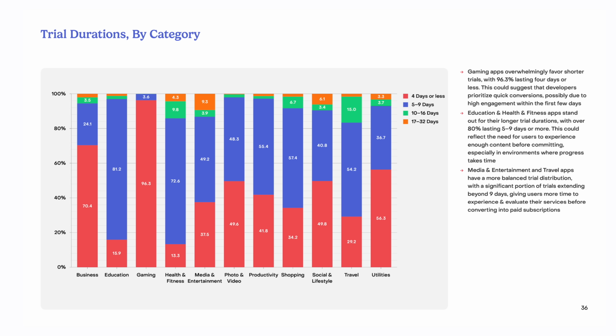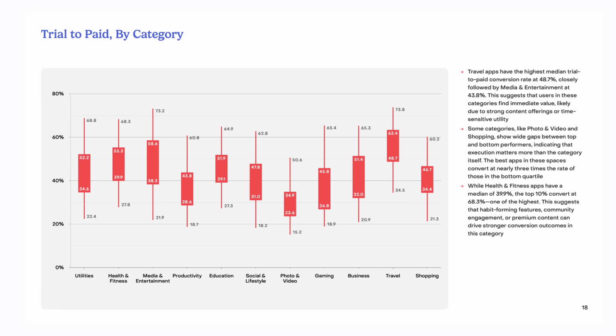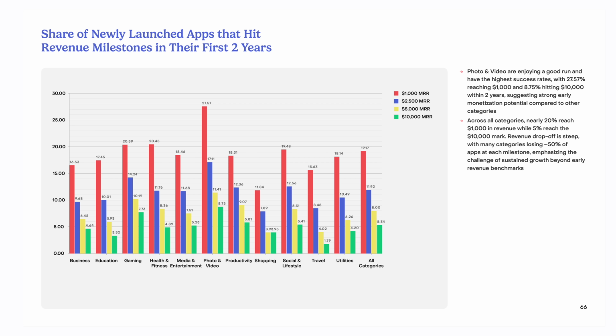Do apps in your category typically offer a free trial? Is it a hard paywall or a soft paywall? What about percentages of trials to paid? What percentage of apps hit revenue milestones within 2 years of launching? You know, 1,000 MRR, 5,000 MRR, 10,000 MRR.